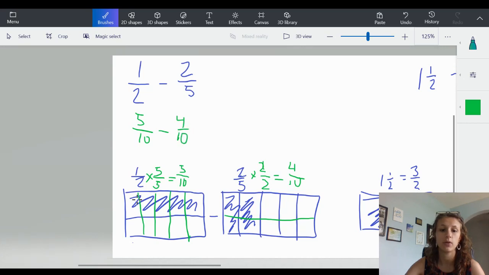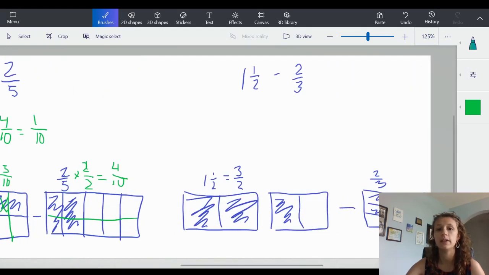5/10 take away 4/10, so take away 1, 2, 3, 4, leaves me with that 1/10. 5 take away 4 is 1, and my unit is tenths. Moving to one that starts with a total that is greater than 1, I have 1 1/2 take away 2/3.